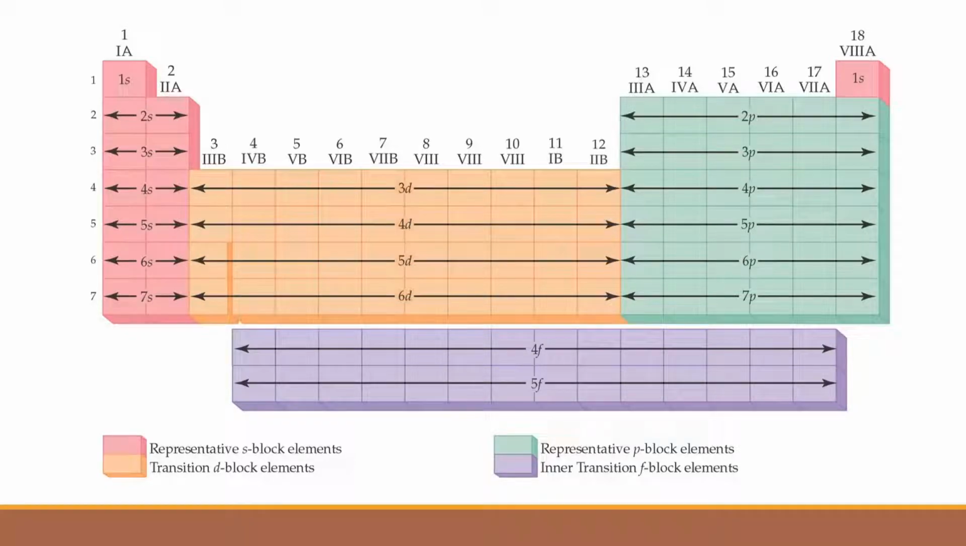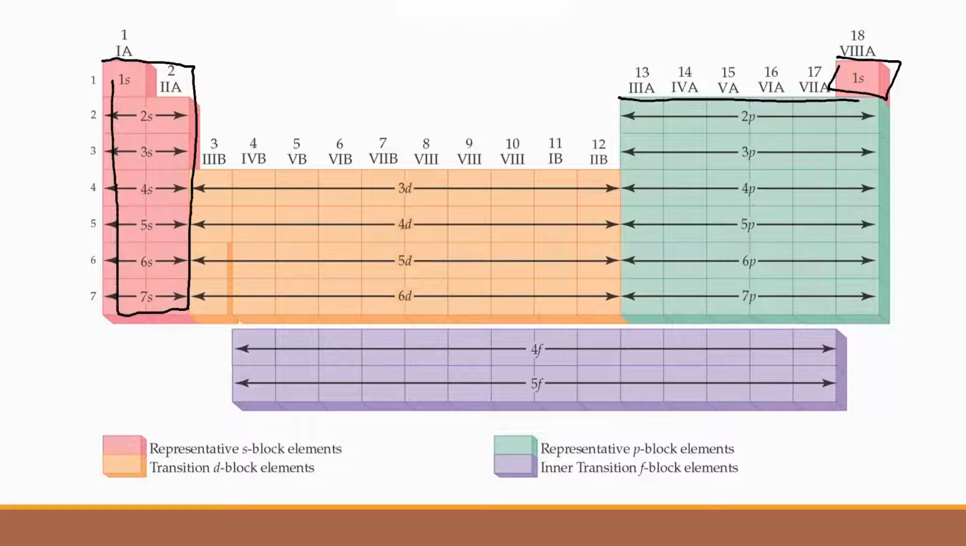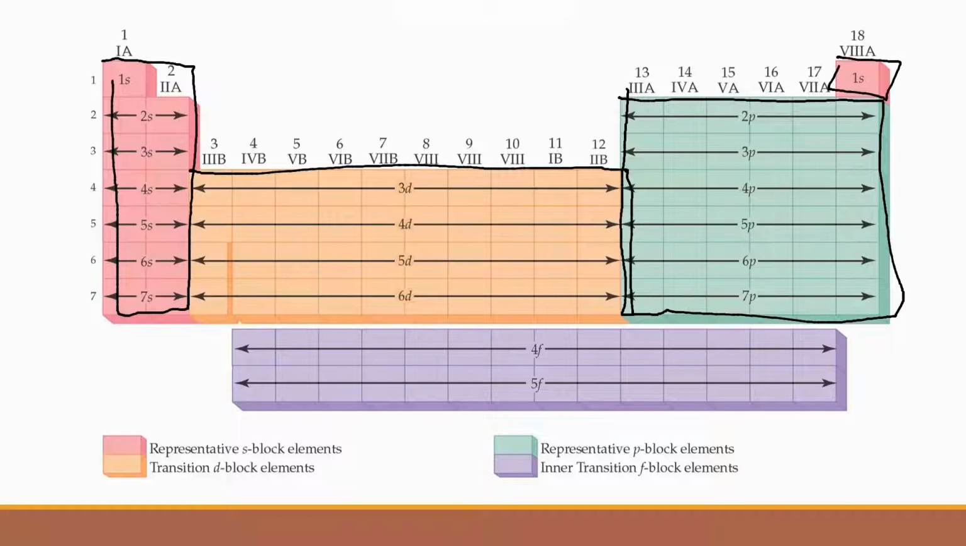Okay, so at this point in time, we should be able to easily split apart our periodic table into different sections. So we're going to call the first two columns plus helium our S sublevels, the last six columns minus helium, obviously, the P sublevels, the middle section right here, we'll call that our D sublevels, and this bottom section with the lanthanides and actinides will be your F sublevels.